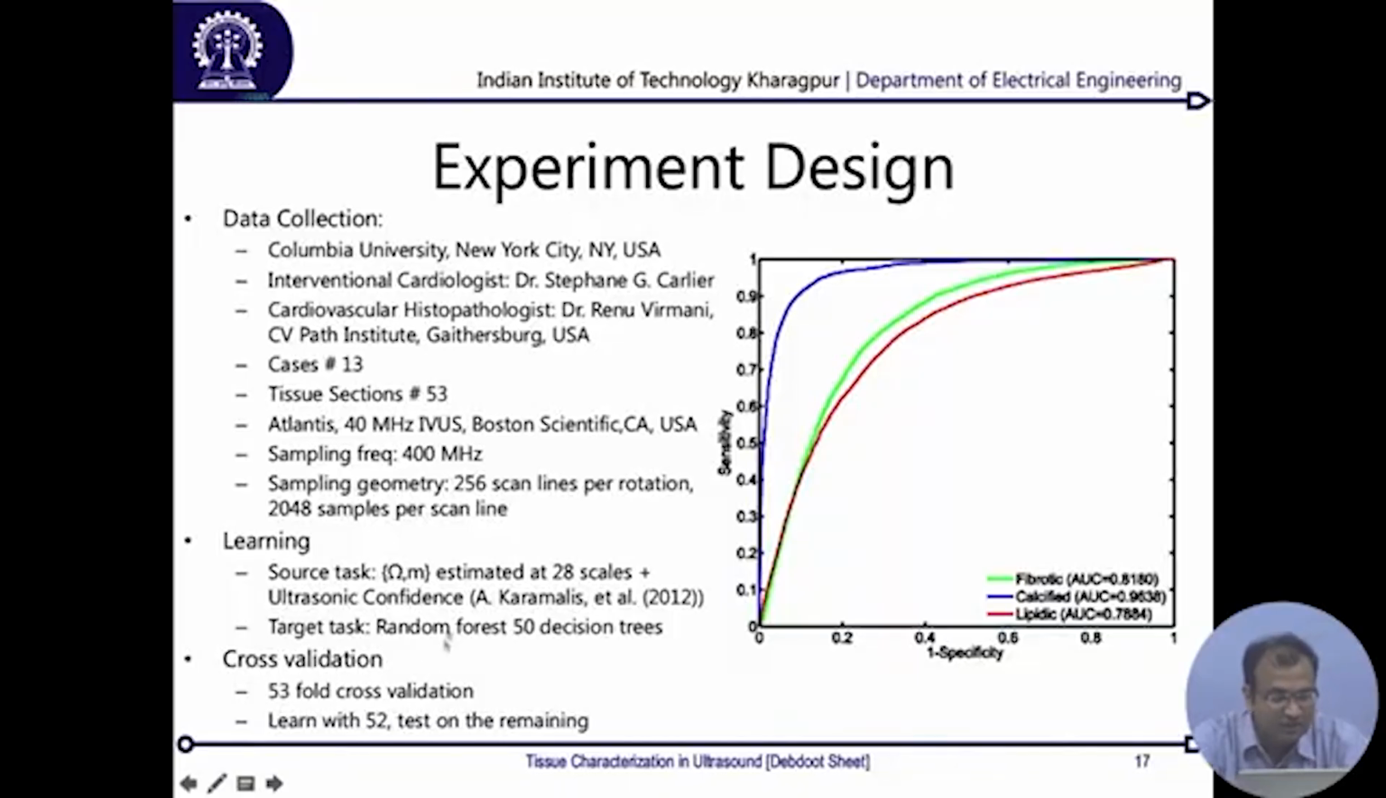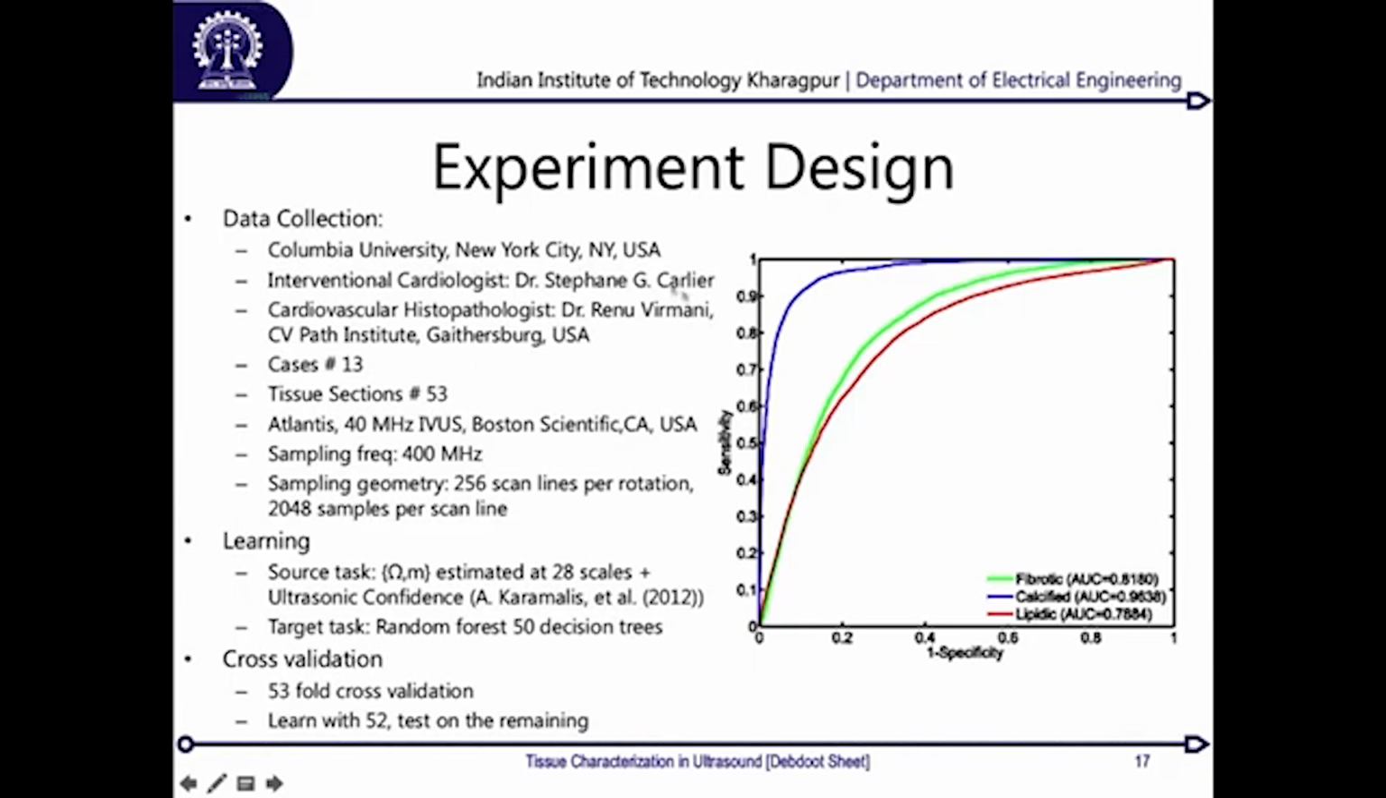So the whole signal space has basically 256 columns, where one scan line is one column, and you have 2048 rows, such that each row denotes one sample along a scan line. We in total had 53 such acquisitions from 53 different slices, which were from 13 different cadaveric hearts. There were different arteries on the heart where different plaques were present, and for each plaque we had one acquired signal, taken in consultation with our interventional cardiologist and cardiovascular histopathologist. They were the ones responsible for choosing which locations to sample and analyze further.